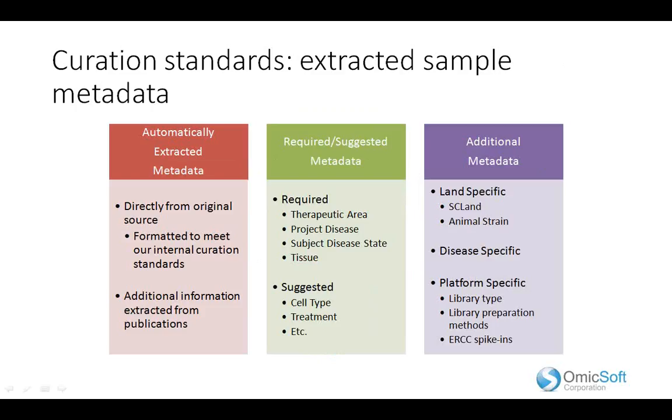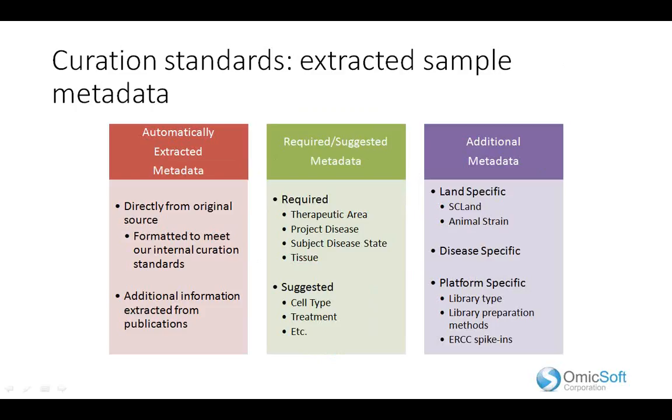And then we have required columns at many levels. For example, at project level, we require our curators to add therapeutic area and project level disease. Also at sample level, we require that each sample should have a tissue annotation and a disease state annotation. And for cell-based studies, you should have a cell type annotation. In case the samples receive some treatment, the treatment is also required. And there is other required information that is lane specific.